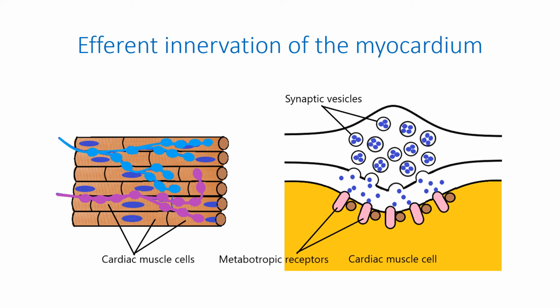The varicosities release various neurotransmitters: acetylcholine in parasympathetic fibers, norepinephrine and sometimes ATP or neuropeptide Y in sympathetic fibers. The M2 muscarinic receptors are the main subtype of acetylcholine receptors. However, M3 muscarinic receptors also play a physiological role in the heart. Adrenergic receptors in the heart are of the beta-1 and beta-2 types. All the above-mentioned receptors are metabotropic.